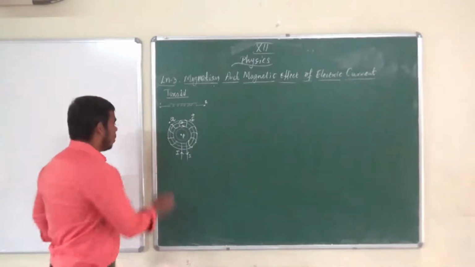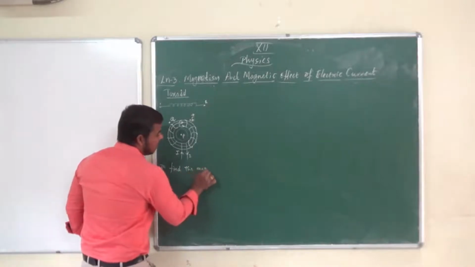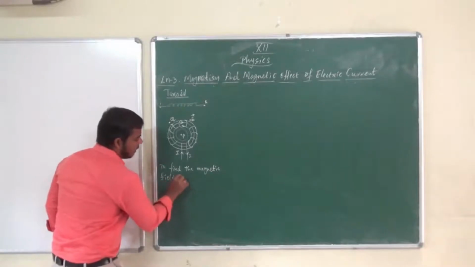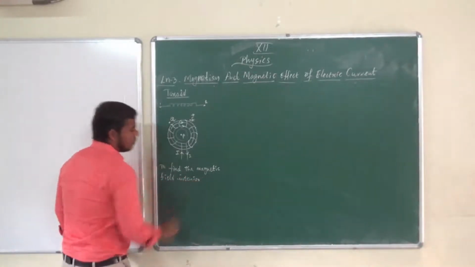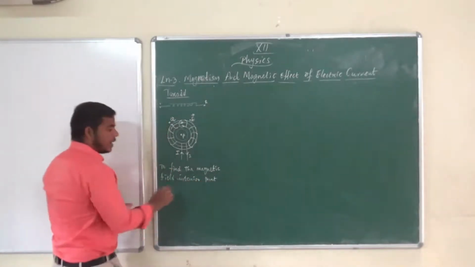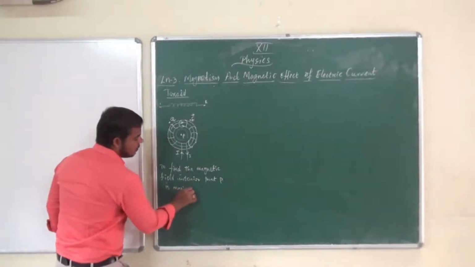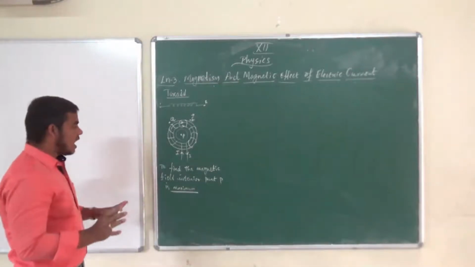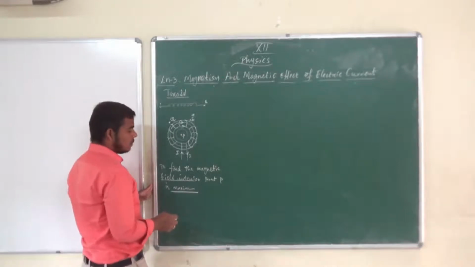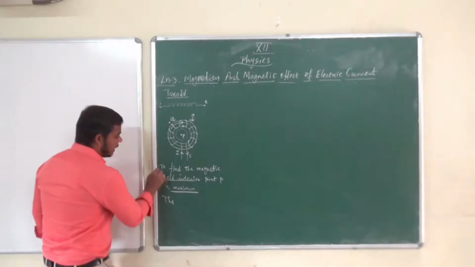We knew that. So, to find the magnetic field at the interior point: what is the interior point? P is the point. What is it? It's maximum. One more question. The toroid, the magnetic field at the interior point. What is that? Maximum.